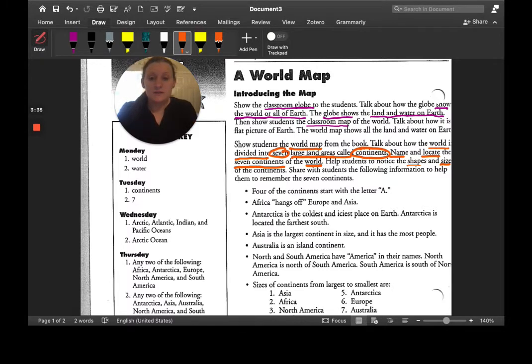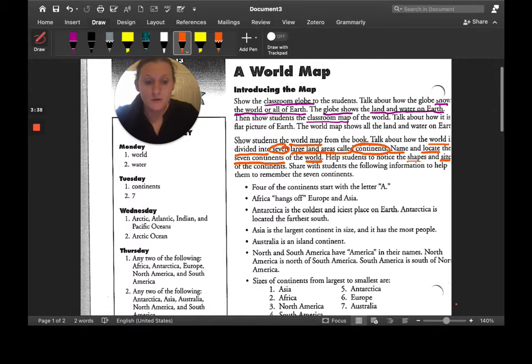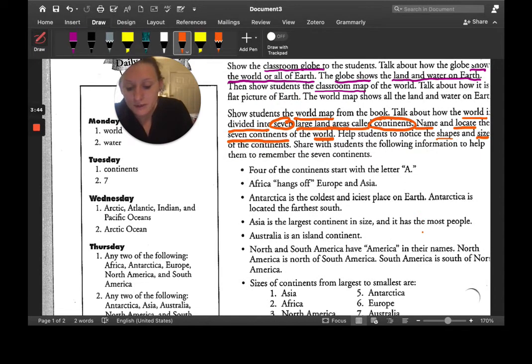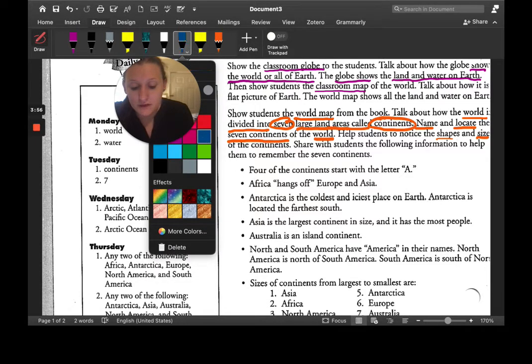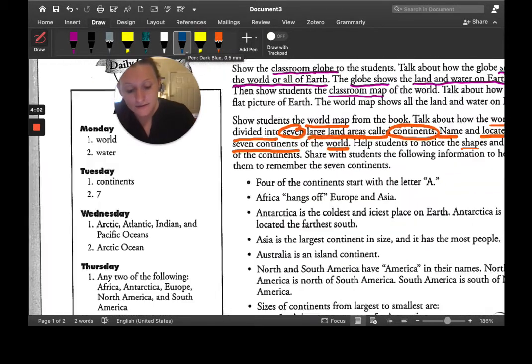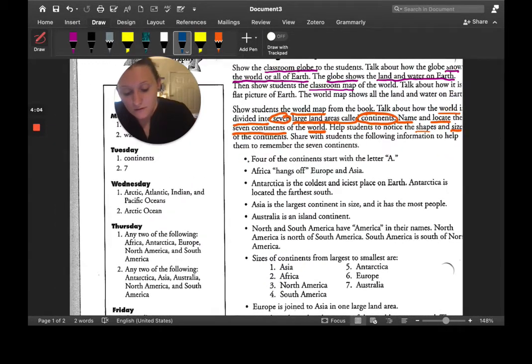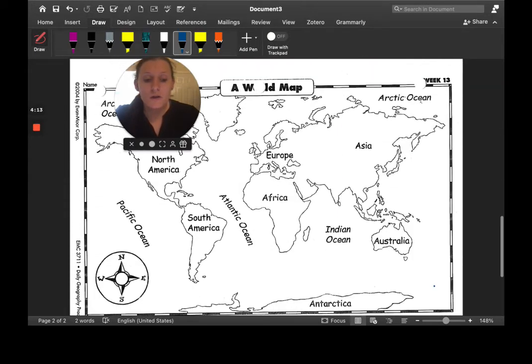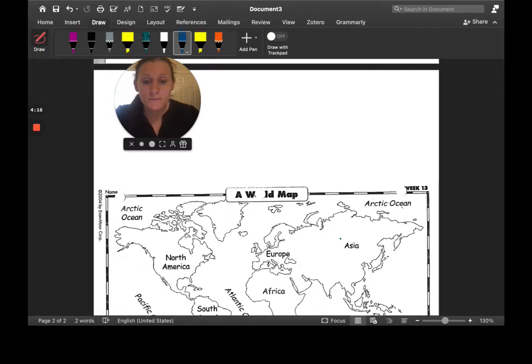So the first bullet point here that we are going to look at, so let's zoom in a little bit. 4 of the continents start with the letter A. That's going to help us remember that 4 out of the 7 continents start with the letter A. So let's head back down to our map. We'll zoom out a little bit here.